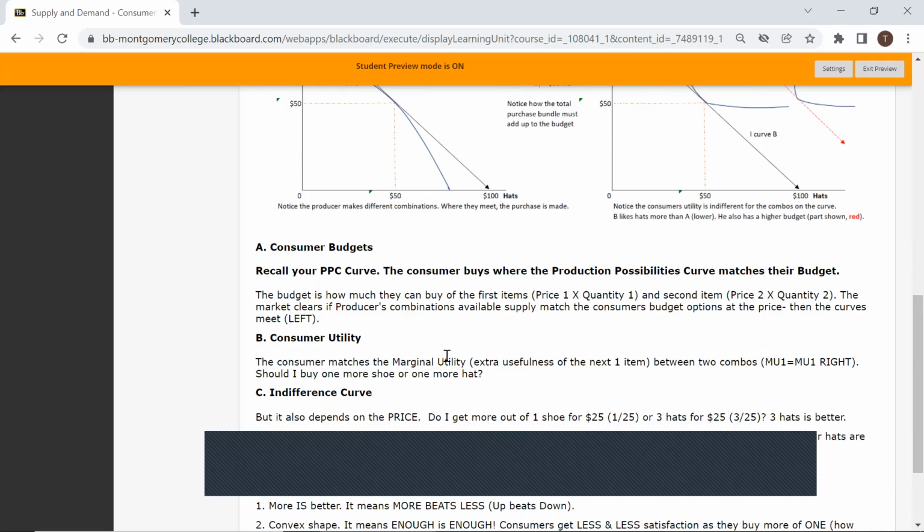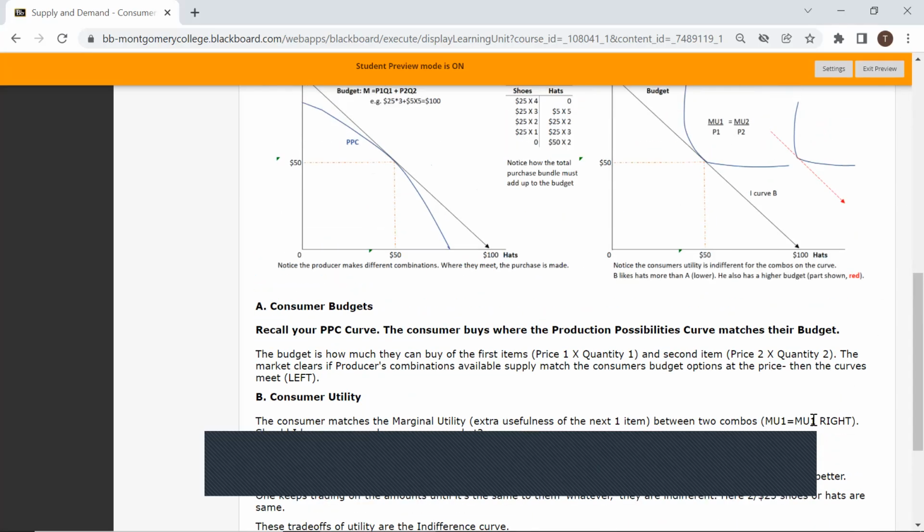And then for the utility, we look at marginal utility. Marginal means extra. So what's the extra usefulness of the next item? Utility is usefulness. What's the extra usefulness of the next item between 2 combinations? So that means marginal utility 1 equals marginal utility 2, should say here, okay? Should I buy 1 more shoe or 1 more hat? Marginal utility 1 would be shoes. This is marginal utility 2 should be hats, typo there.